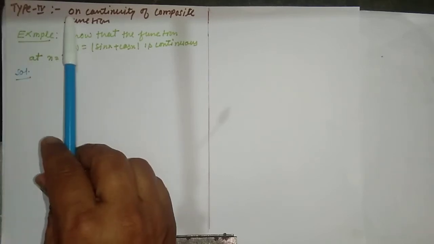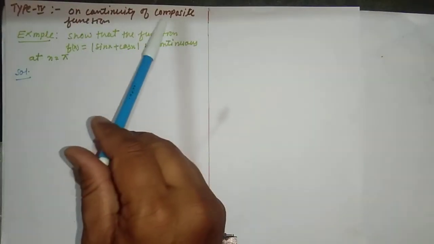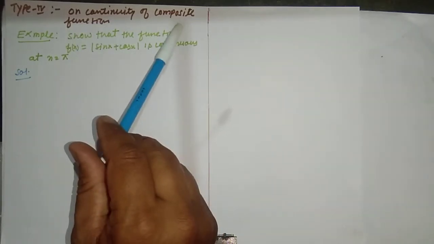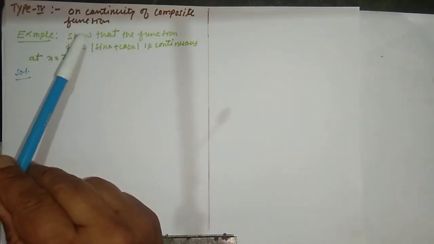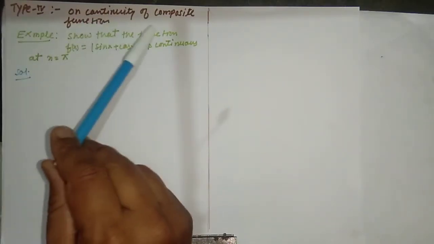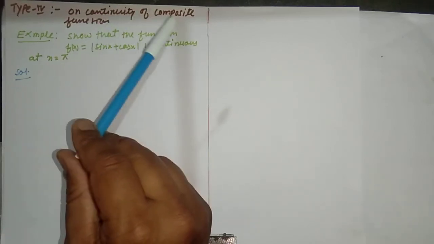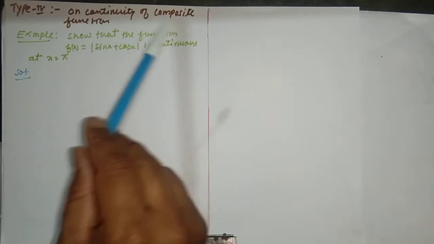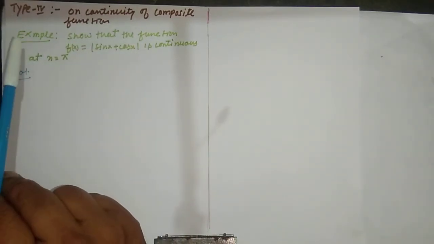In this session we will discuss the continuity of a composite function. Clear? So first of all we have to understand the composite function. We have already talked about composite function in chapter 1, relation and function. If you don't know what a composite function is, first go through my video I have uploaded for relation and function. First understand composite function and then discuss continuity. Clear?